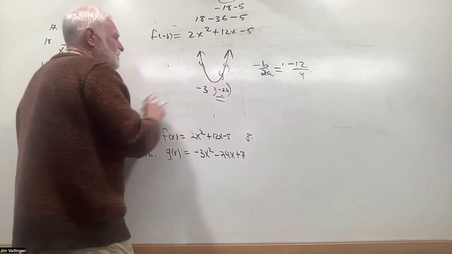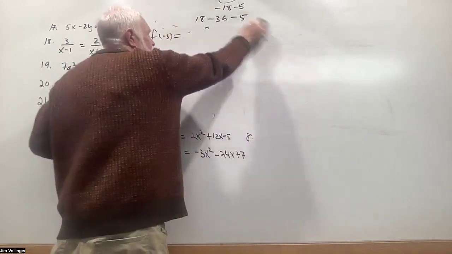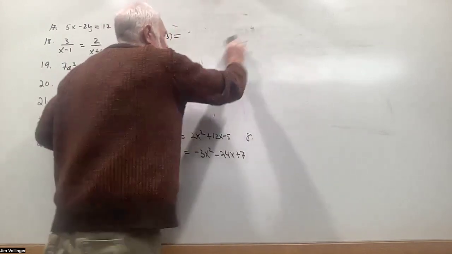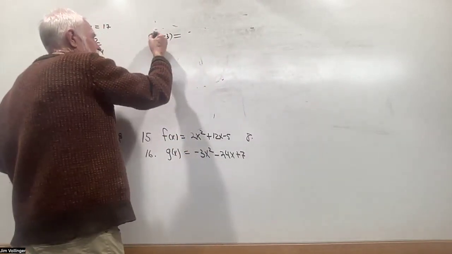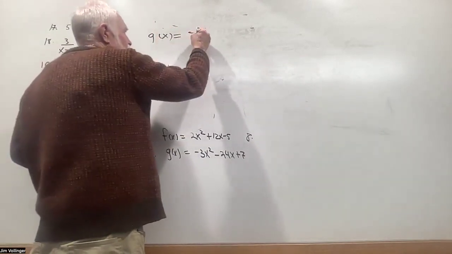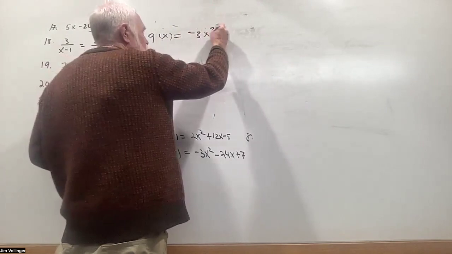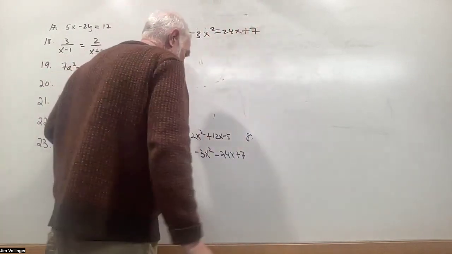So the next one's a maximum. Why is the next one a maximum? Well, let's write it. We'll keep it as f of x, saves me a little writing, even though it's g. All right, I'll do that. I hope I don't get into time pressure. So g of x equals minus 3x squared minus 24x plus 7. You get good at this, you can do it in your head.